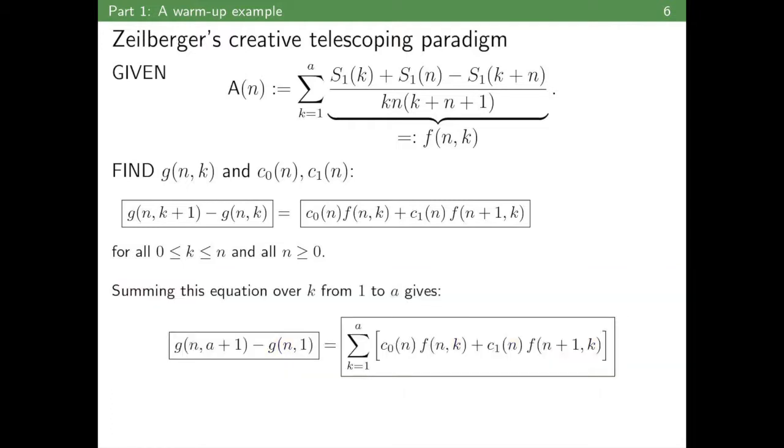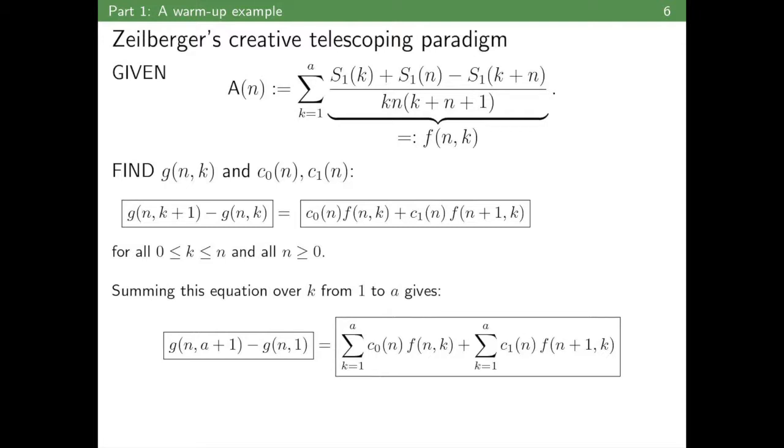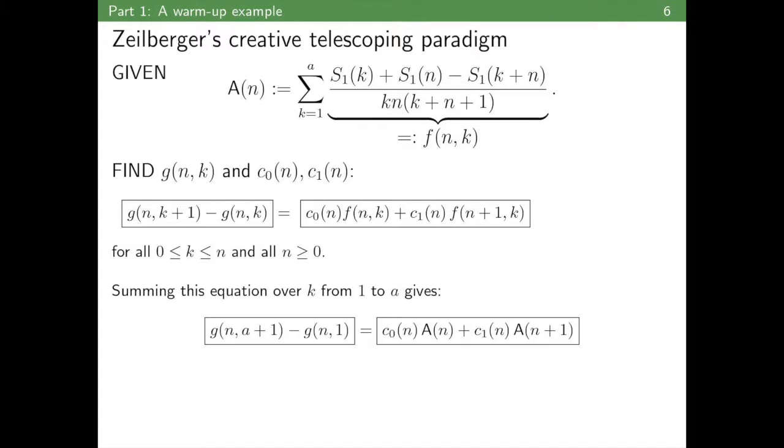Okay. Now we do the same trick. We sum our equation over k from 1 to a, truncated version. So on the right-hand side, I get that. And on the left-hand side, again, by the telescoping trick, I get that. By linearity, I can split the two sums. And that's now the main point. The constants c0 and c1 are free of the summation variable. So I can pull them out. And that's basically my original sum, and that's a shifted sum. So I have gained a linear recurrence.